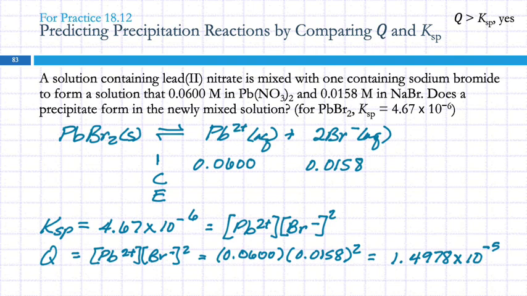Yes, there could be problems that use an ice table. Because we could ask, well, how much lead is left? What's the concentration of lead and what's the concentration of bromide in this solution? Which I think is where my brain was going.